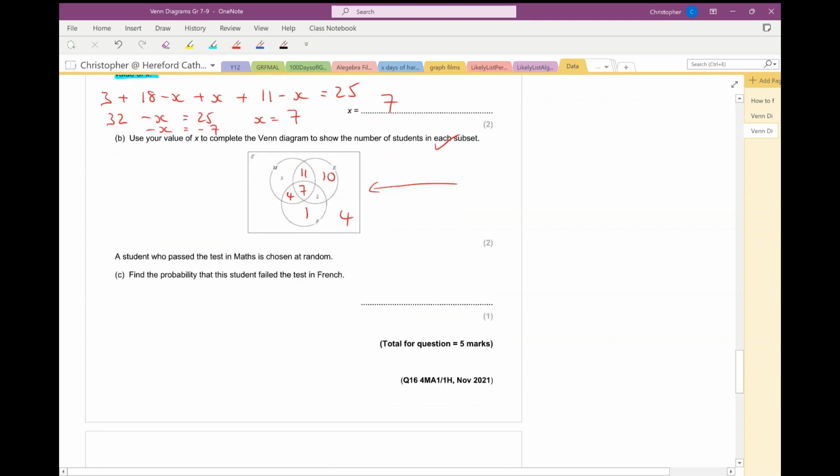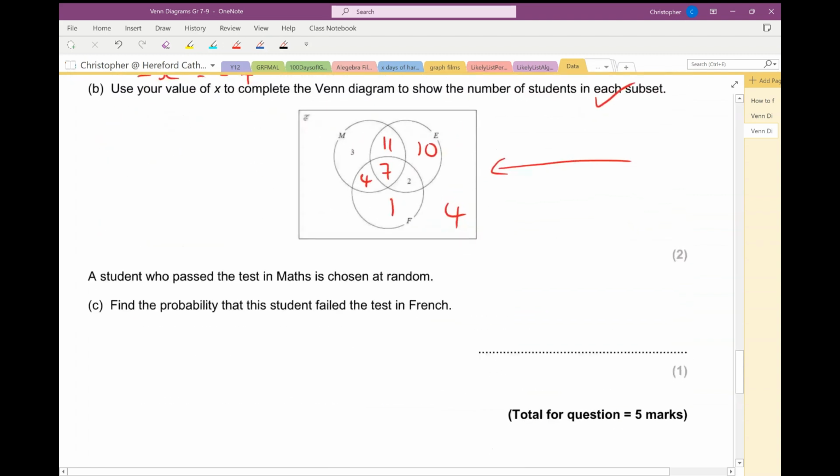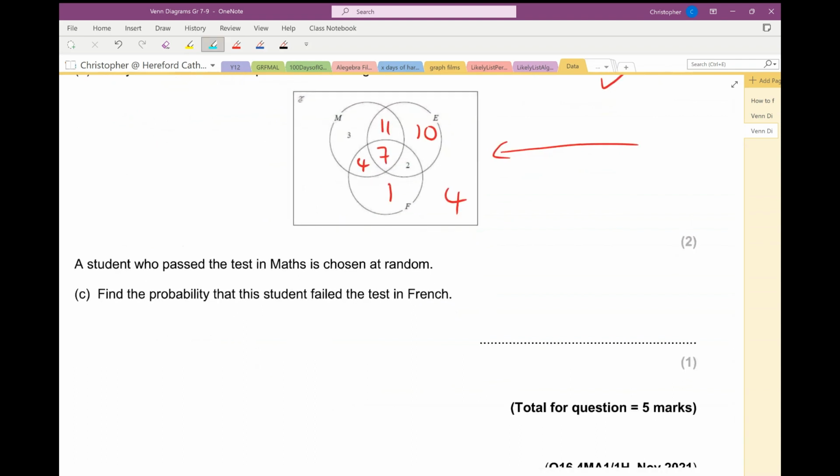Good. A student who passed the test in maths is chosen at random. So I'm choosing from these ones. Choosing from those, how many students are there? 18, 22, 25. So I'm choosing from those 25 students. Find the probability that they failed in French. They failed in French. Well, which of those failed in French? These ones and those ones, they failed their French.